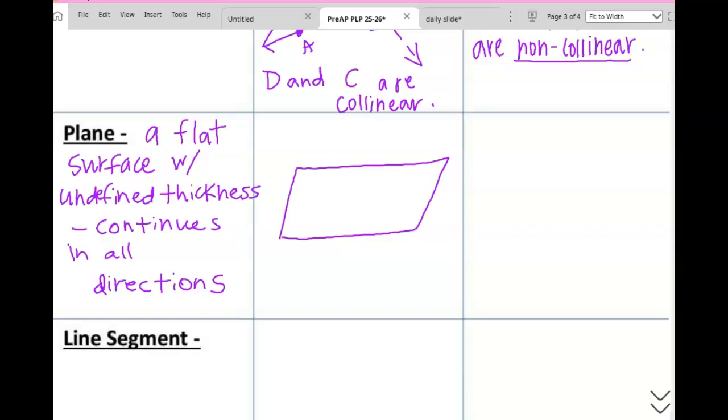When we name planes, we use uppercase letters again, but they're like script letters. So if I put an R here, it's an uppercase R. Scripted though, it's like italicized a little bit. So this would be called plane what? Plane R.